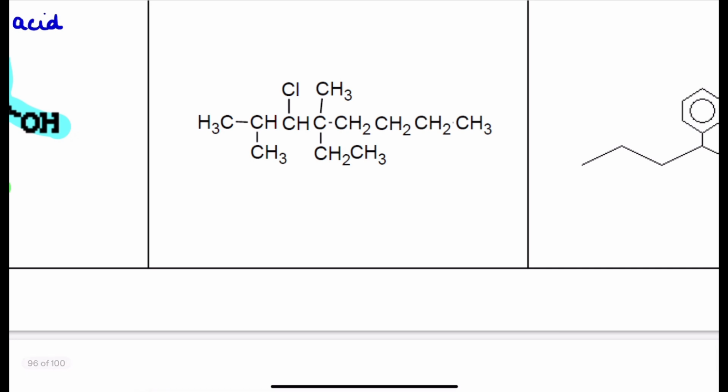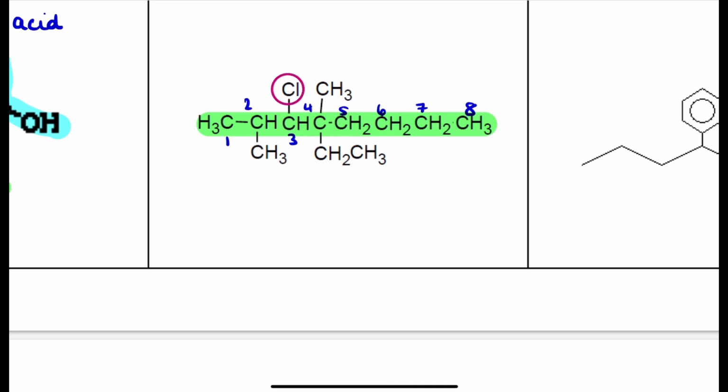Okay, this one, let's see. 1, 2, 3, 4, 5, 6, 7, and 8. 1, 2, 3, 4, 5, 6, 7. Nope. If I started here, it'd be the same. So this looks like it's my longest chain, nice and easy down the center.